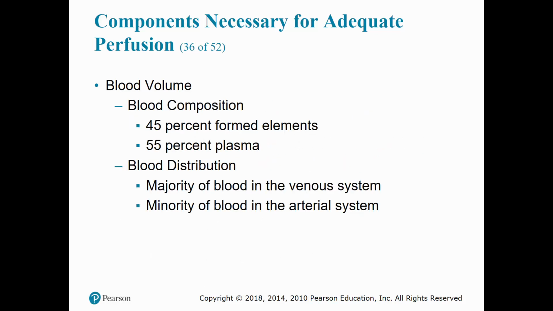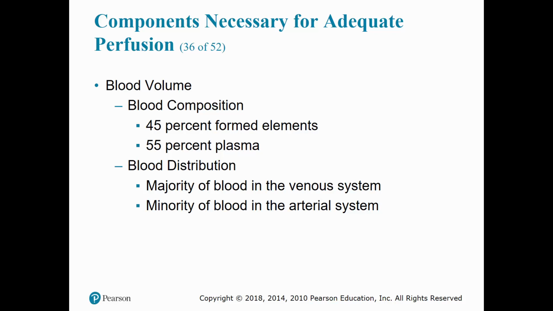Blood is composed of formed elements and plasma. The formed elements, which are cells, make up approximately 45% of blood composition. Plasma is the fluid component that accounts for the remaining 55%. Plasma is made up primarily of water and plasma proteins. Water comprises 91% of plasma. The plasma proteins consist of albumin, antibodies, and various clotting factors.